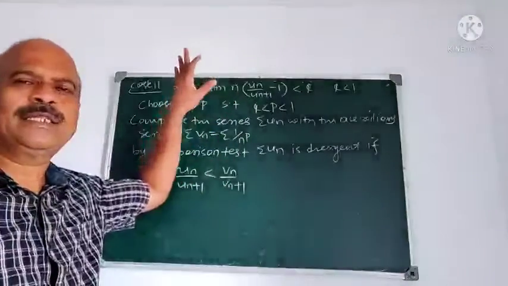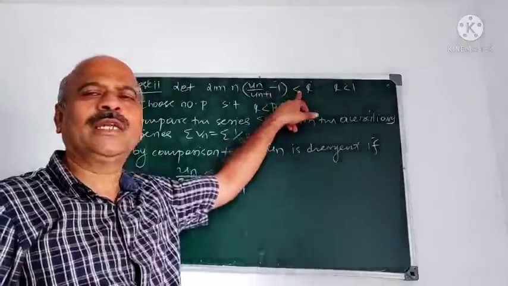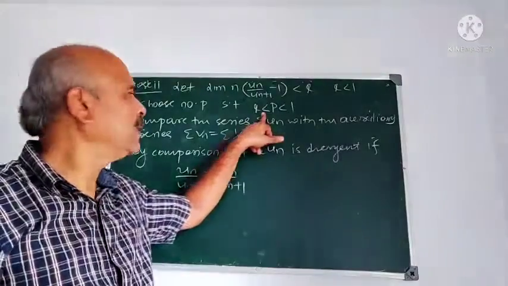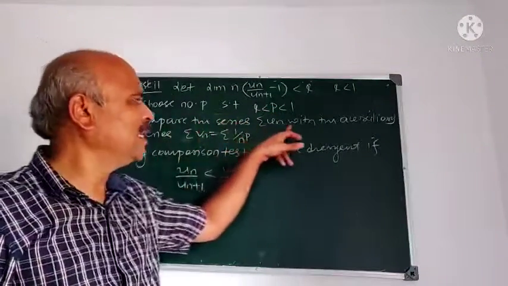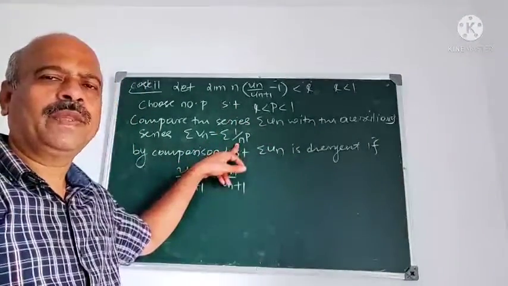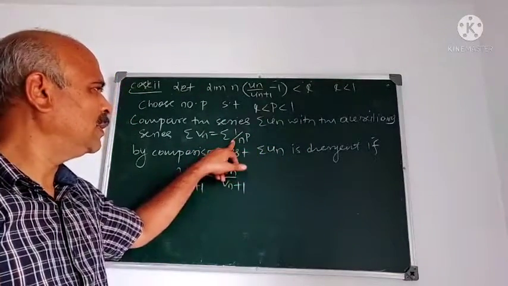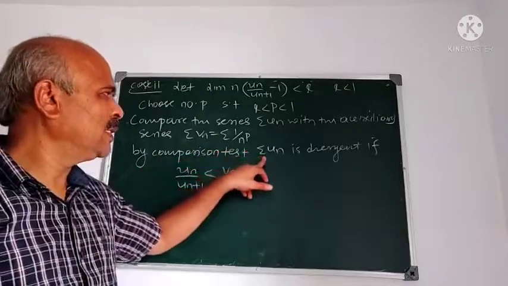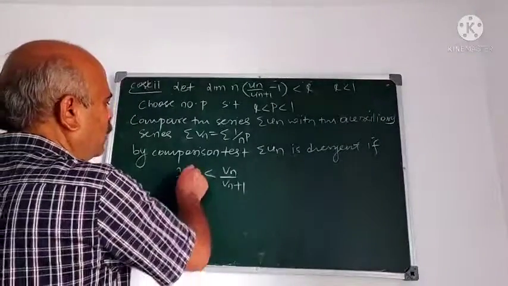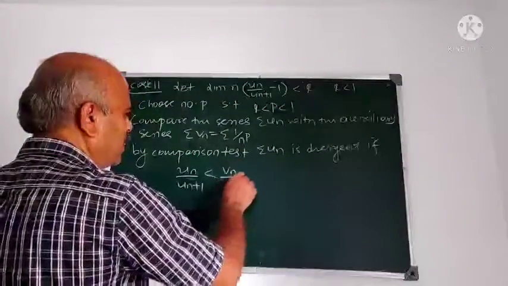See, the second case is like this. Suppose limit n into un upon un plus 1 minus 1 is less than l. We choose p so that p is less than 1 but greater than l. Compare the series sigma un with the auxiliary series as in the first case, sigma 1 upon n raised to p. But sigma 1 upon n raised to p is divergent, because p is less than 1. Therefore, by comparison test, if un upon un plus 1 is less than vn upon vn plus 1, sigma un is divergent.